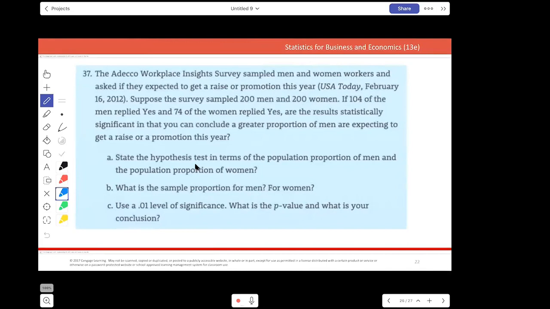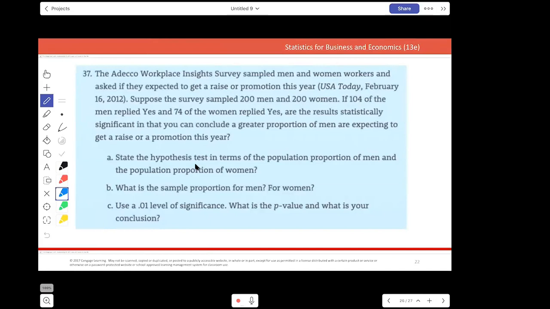Good. There's a problem here that I'm going to let you work by yourself. Now that you've seen the confidence interval and the test statistic for hypothesis testing involving two population proportions, you should be able to work this problem. I'll just quickly go through it with you. It basically says the ADECO Workplace Insight Survey sampled men and women workers and asked if they expected to get a raise or promotion this year.